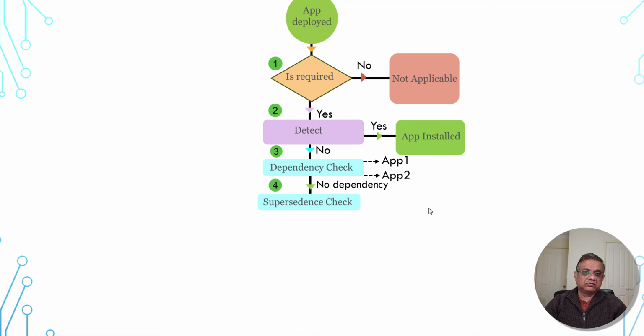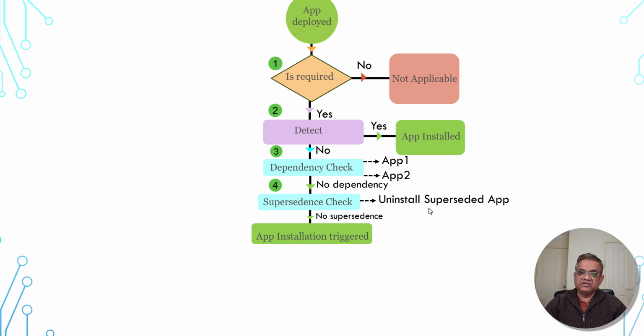So what exactly is supersedence doing? It checks if it is superseding any other application or not. If it is superseding another application, it is going to uninstall that application. If there is no supersedence, then only the application installation is going to be triggered. Application installation triggered means it is going to download the content into the Windows CCM cache, into a specific directory, and the application installation is going to be executed.